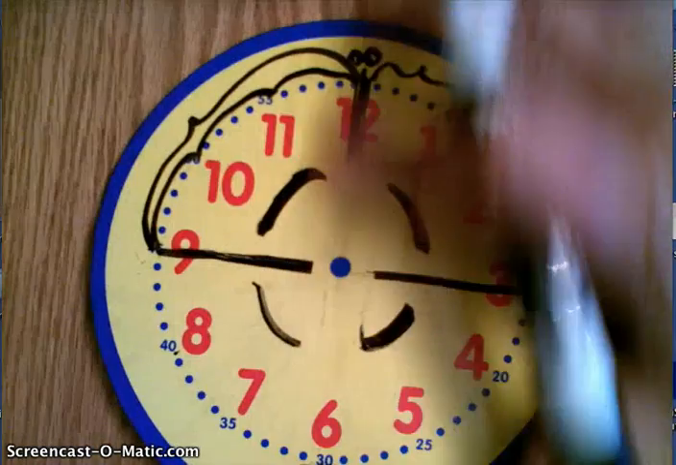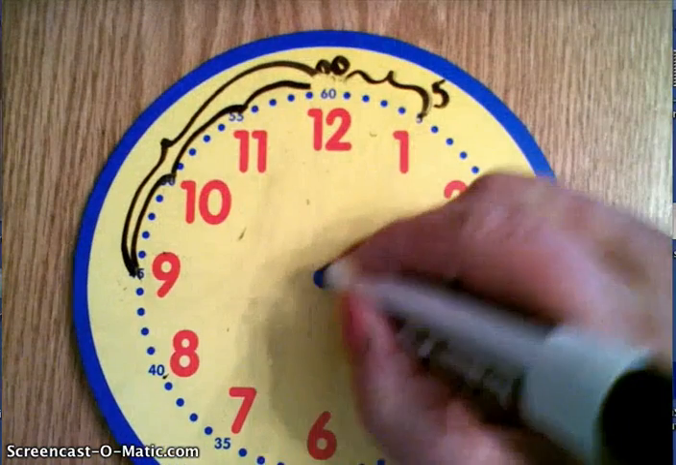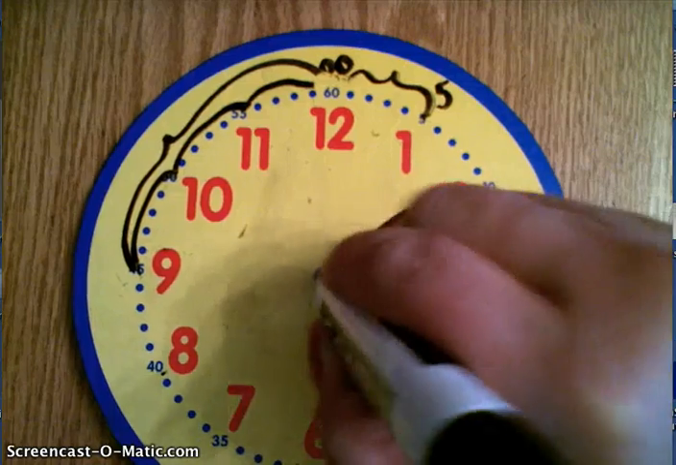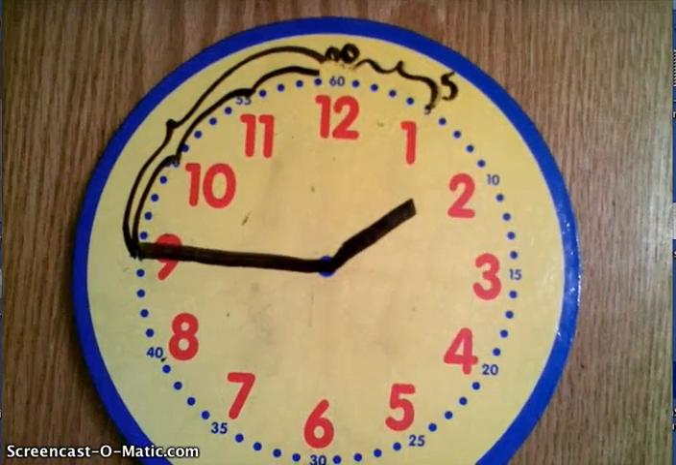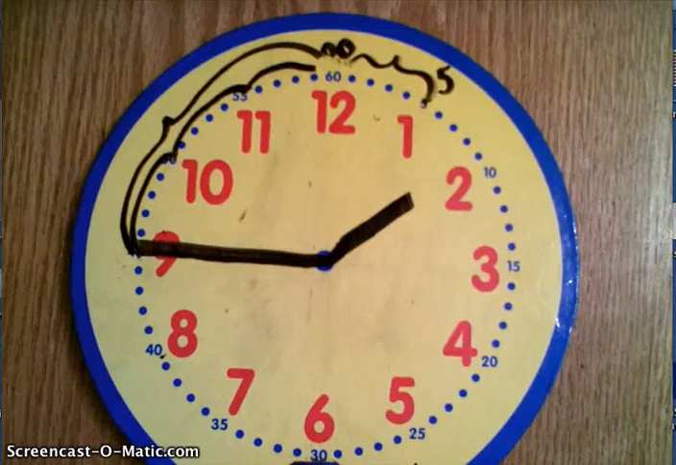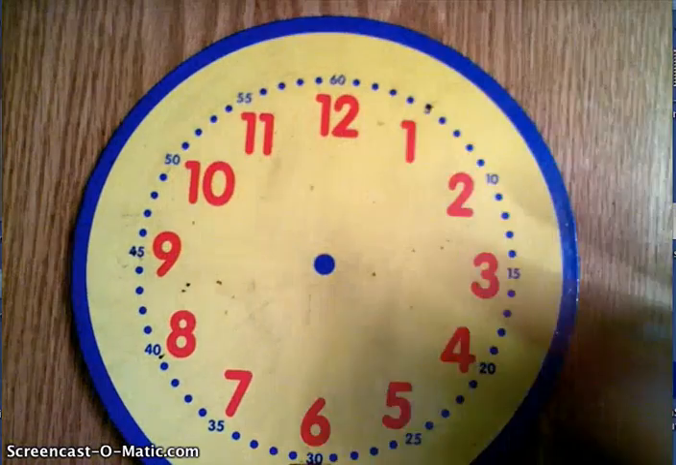Let me draw that again so we can see it. Our hour hand was approaching the 2. Our minute hand was on 45. We call this a quarter to 2. 1:45. Okay, so let's recap.